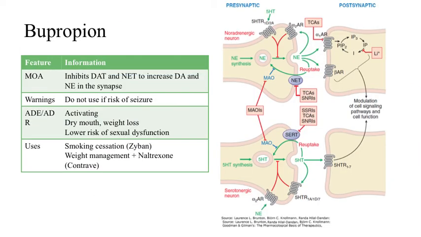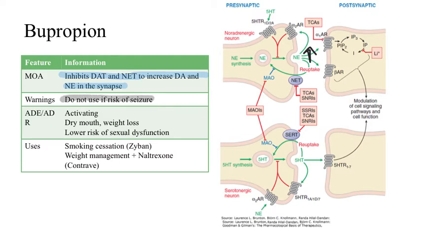Next, we will move into discussing some of the miscellaneous agents that have what I called earlier a weird mechanism of action. And the first drug we'll talk about is bupropion, or Wellbutrin. Bupropion inhibits both dopamine and norepinephrine reuptake by inhibiting the DAT and NET transporters, which increases dopamine and norepinephrine in the synapse. Bupropion does increase the risk of seizure and therefore should be avoided in individuals who have a seizure disorder or at higher risk of seizures for another underlying reason.